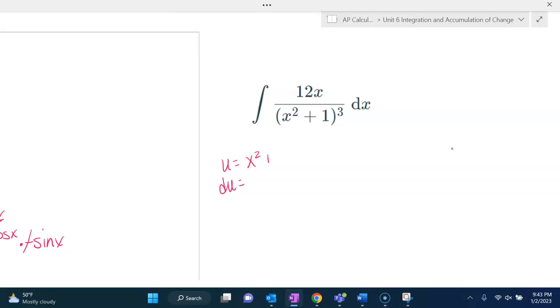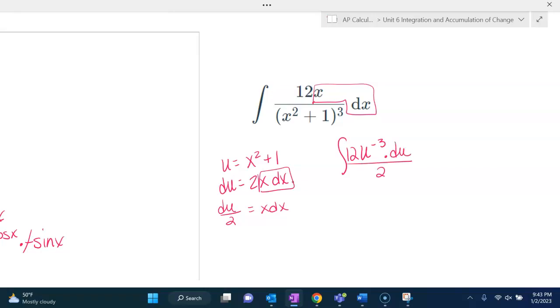Okay. Hopefully you picked your u to be x squared plus 1. Your du is 2x dx. So I have u to the negative 3. Now, you could do this different ways. I have an x dx, but I don't have that 2. So I'm going to divide that over. I leave the 12 there and simplify with my du over 2 to just a 6 then. If you got to that 6 one way or another, then you're good to go.